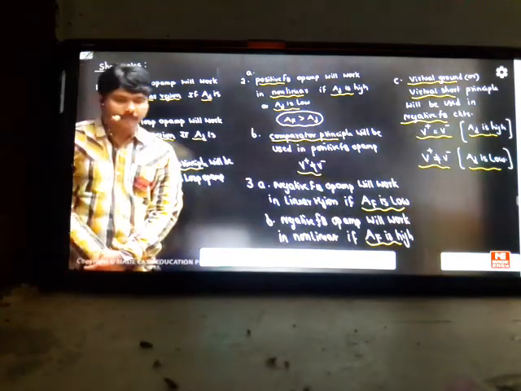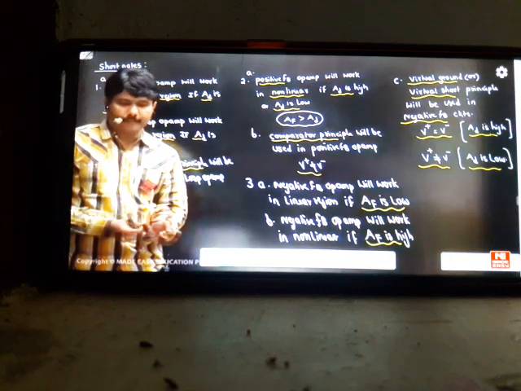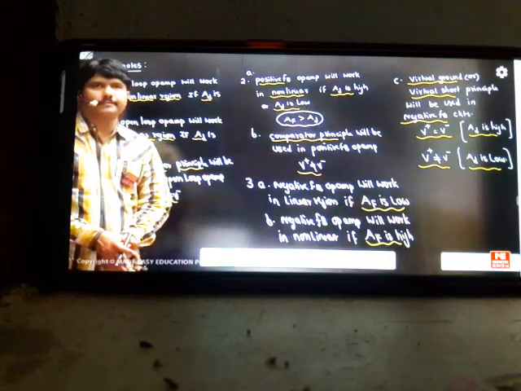In the next slide, we'll go for formulas based on amplifier designs. Each formula we'll try to recollect in the class, how to practice the formulas. Next concept.